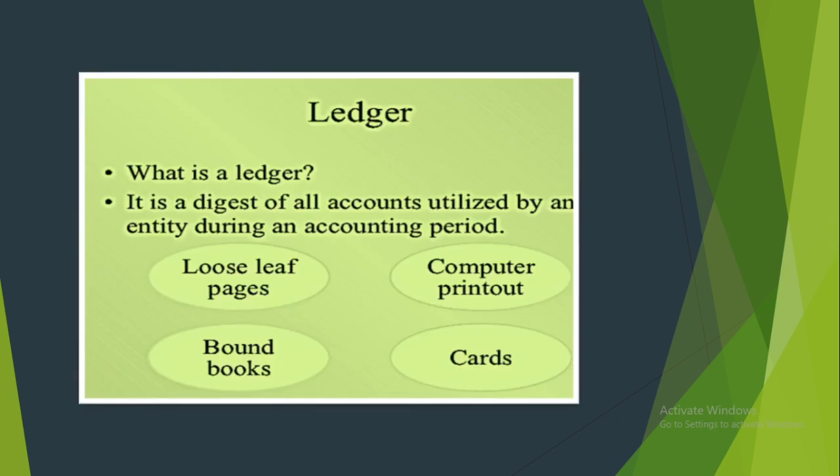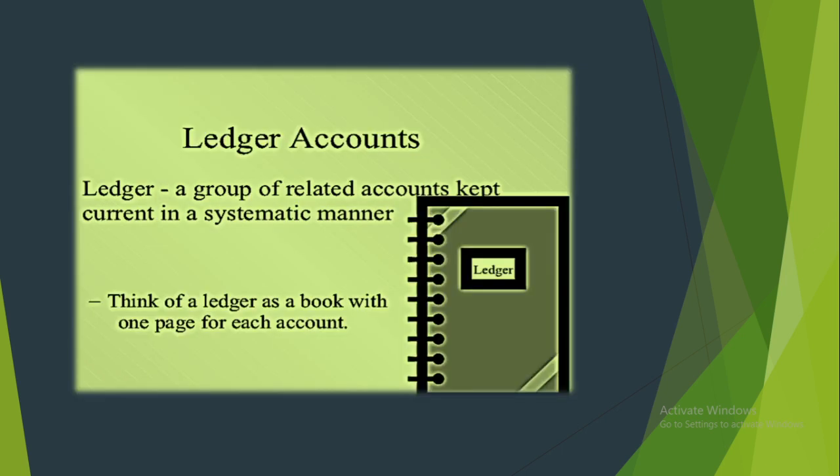What is a ledger? It is a digest of all accounts utilized by an entity during an accounting period. So here some points are quoted, like loose leaf pages, then bound books, then computer printout, and after getting the printout, it is like cards. So ledger accounts. Ledger, a group of related accounts kept current in a systematic manner. So think of a ledger as a book with one page for each account.